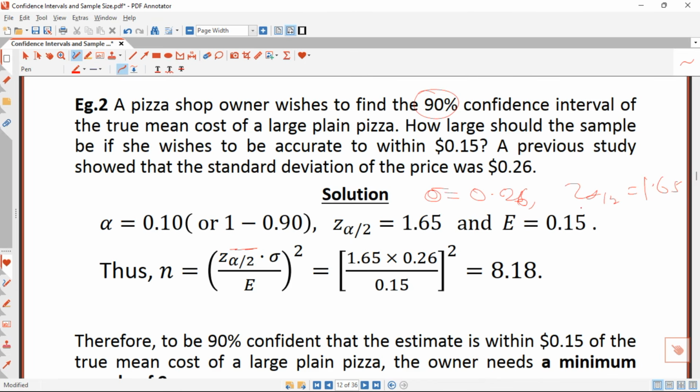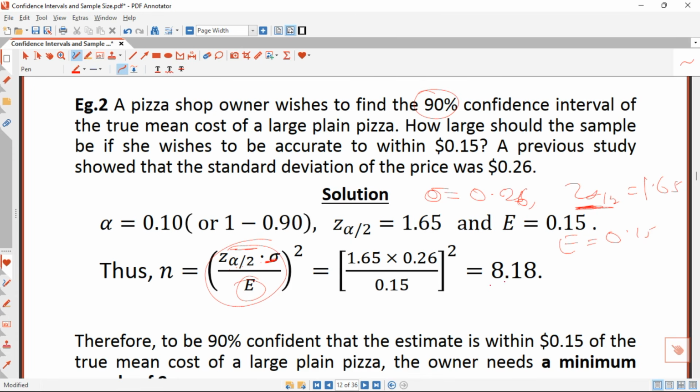If you haven't watched that video on how to calculate this, please kindly go back and watch it, so you really understand it before coming to solve minimum sample size for the population mean. Then we have our e given as 0.15. This is our formula. We just substitute z subscript alpha divided by 2 times our population standard deviation divided by our margin of error. So 1.65 times 0.226 divided by 0.15, all squared, gives 8.18 as our answer.